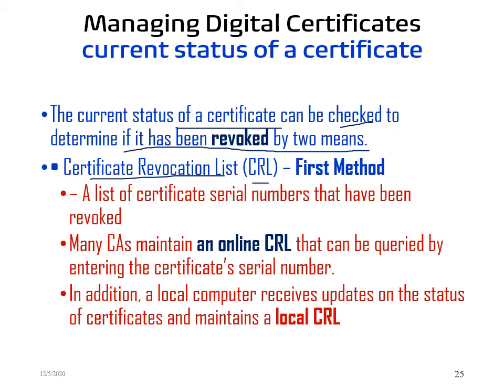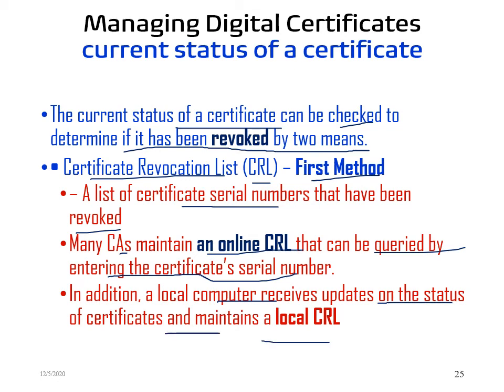Certificate revocation list, CRL, is the first method. It consists of the list of certificate serial numbers that have been revoked recently. Many CAs, certification authorities, maintain an online CRL that can be queried by entering the certificate's serial number. So with the help of the serial number, I can query the CRL online to see whether my certificate has been revoked or not. In addition, a local computer receives updates on the status of the certificates and maintains a local CRL also. We can maintain the local CRL also for revocation.